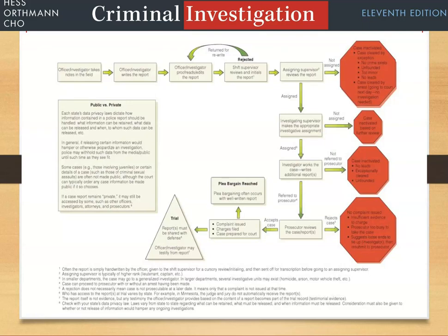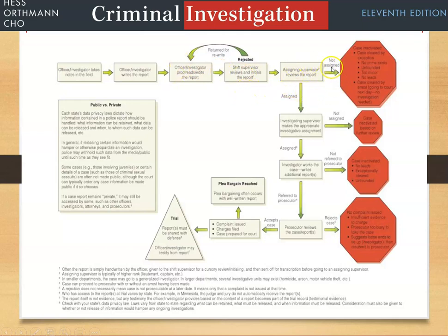It might be a little hard to see on the screen, but you can look at the pathway here, starting at the top where we take notes in the field and write the report, and then we proofread the report, and the shift supervisor is going to review it. Now, if they find errors, they're going to send the report back, and this is a typical pathway. As I just said, it could sit here for a little bit while the supervisor finds corrections, and it could go back and forth.